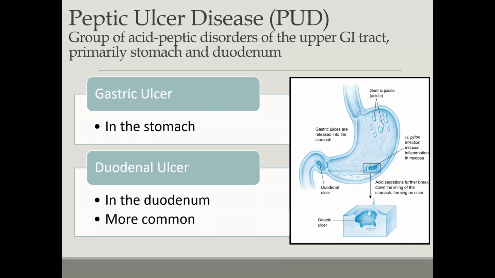Peptic ulcer disease, PUD, is a group of acid peptic disorders of the upper GI tract, primarily the stomach and the duodenum. So here's that term duodenum again. A gastric ulcer is in the stomach. If it's a duodenal ulcer, it's in the duodenum. It's more common for ulcers to actually be in the small intestine, in the duodenum, as opposed to the stomach.